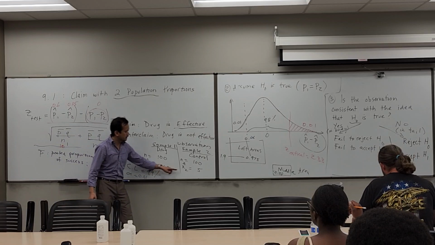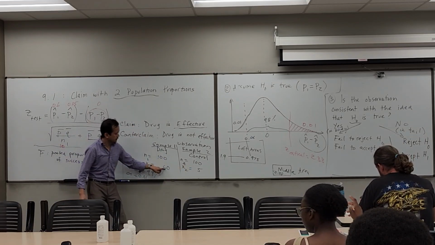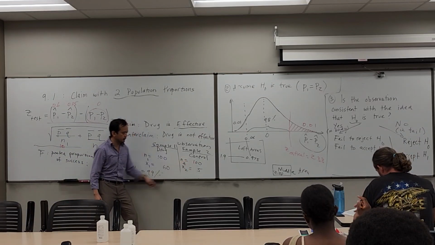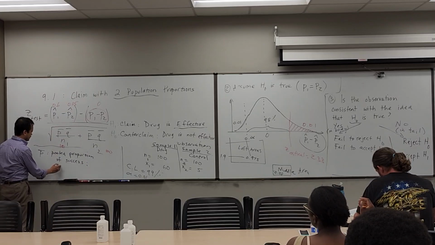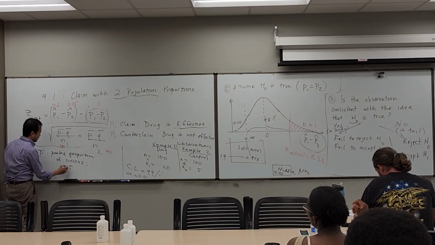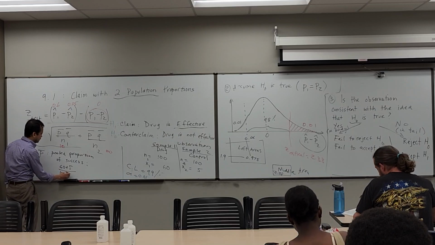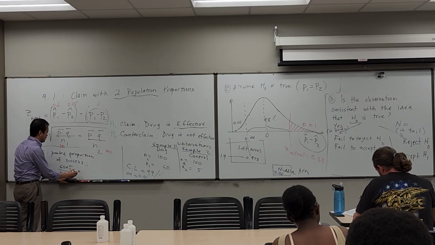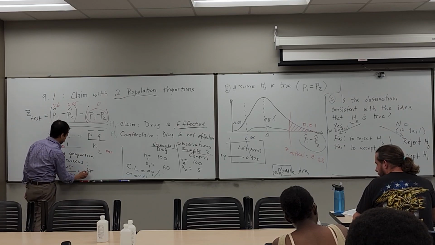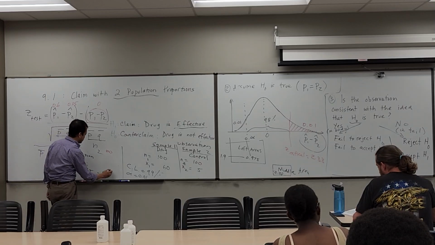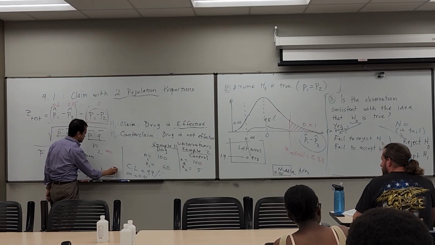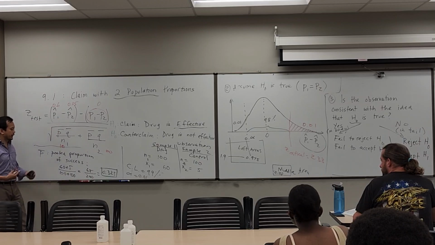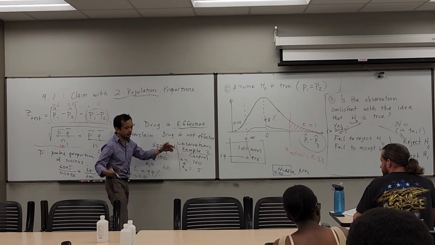65 out of 200. Yep. So add the x's and then add the n's and then divide them. So it'll be 65 divided by 200. 0.325. Yep. So again, this is the proportion of success if you were to combine both these individual samples into one pool.